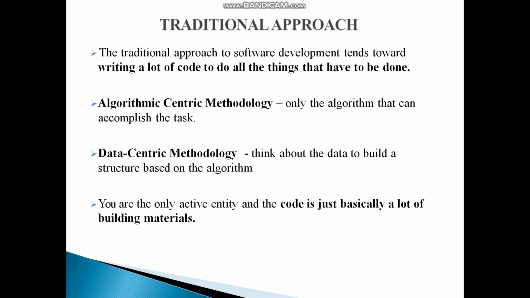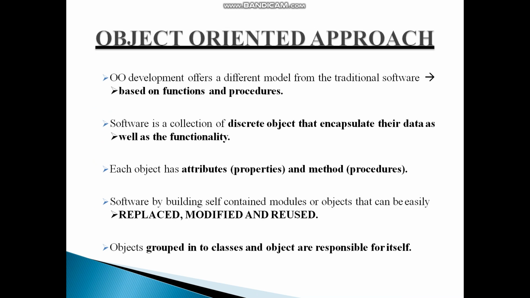The traditional approach to software development tends towards writing a lot of code for all the things that have to be done. It takes a lot of time to execute the particular program. Algorithmic-centric methodology: only the algorithm can accomplish the task. Data-centric methodology: think about the data, to build a structure based on the algorithm. You are the only active entity and the code is basically just a lot of building material in the traditional approach.